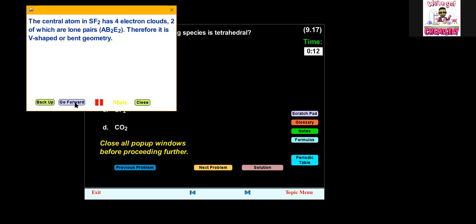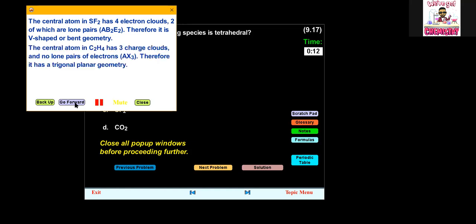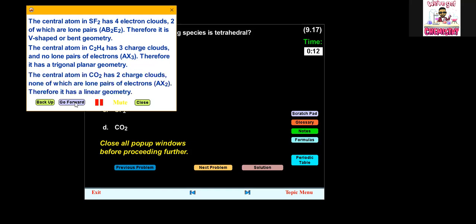The central atom in SF2 has 4 electron clouds, 2 of which are lone pairs. Therefore, it is V-shaped or bent geometry. The central atom in C2H4 has 3 charge clouds and no lone pairs of electrons. Therefore, it has a trigonal planar geometry. The central atom in CO2 has 2 charge clouds, none of which are lone pairs of electrons. Therefore, it has a linear geometry.